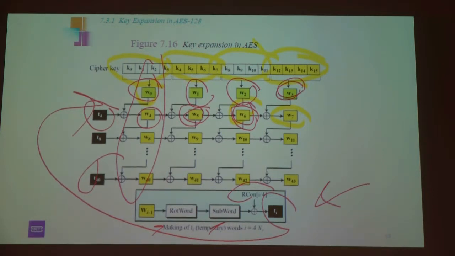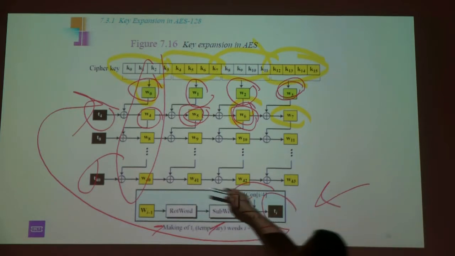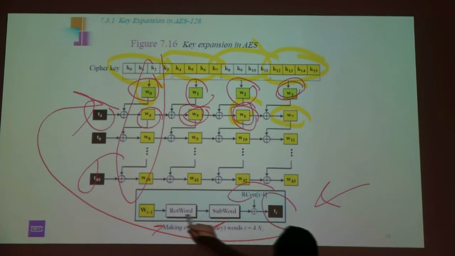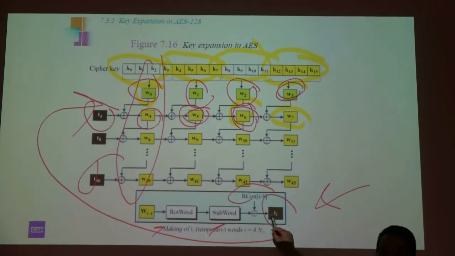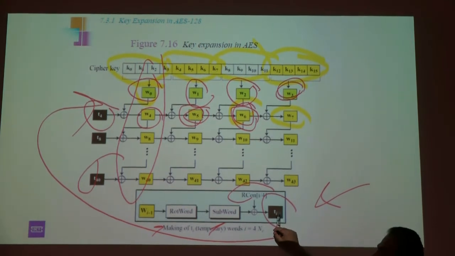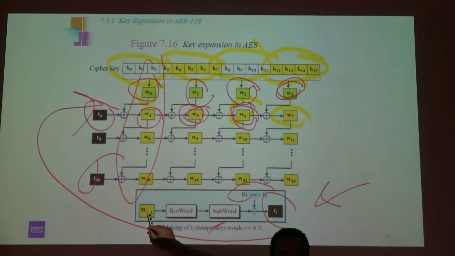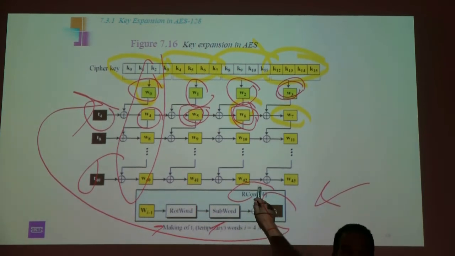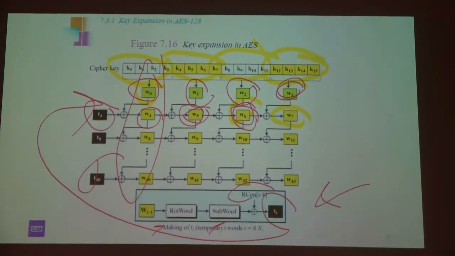Every key is easy to generate except the one on the left, which is W4, W8, and W40. So we have to use this formula for that, because we have to generate the T first. How do we generate the T? We take it from the one before it. We do rotation and substitution. We XOR it with a constant, the round constant, they call it, and we generate it.